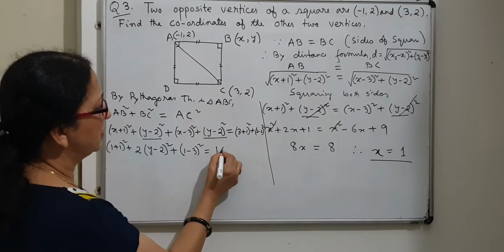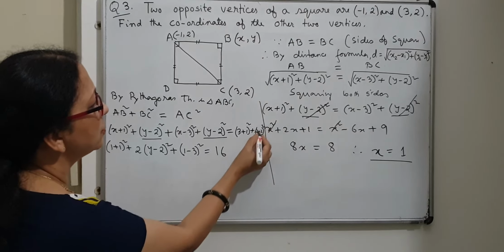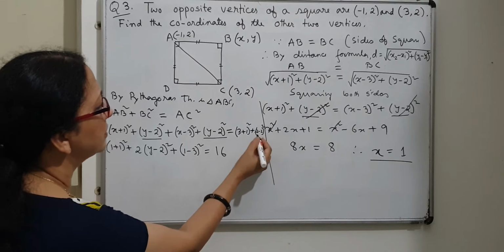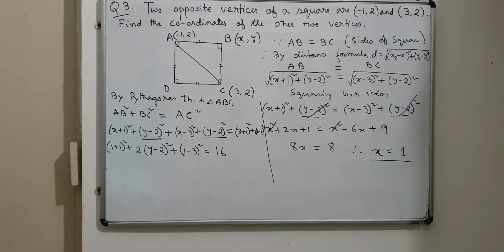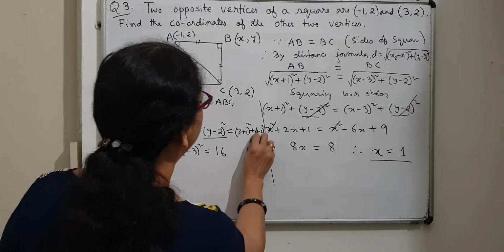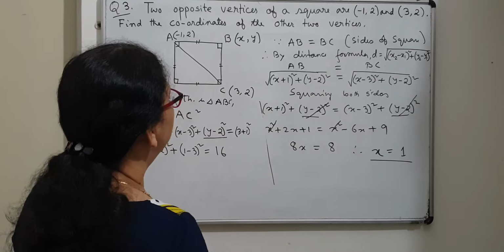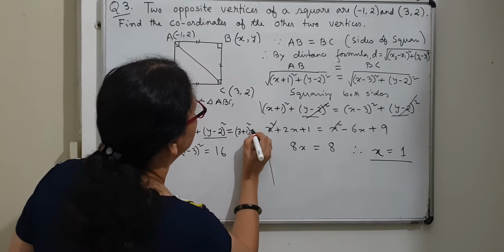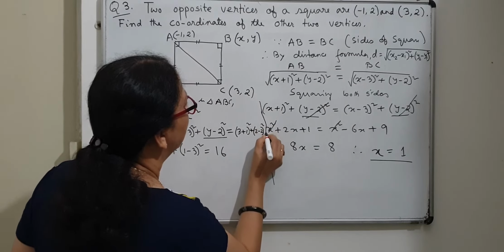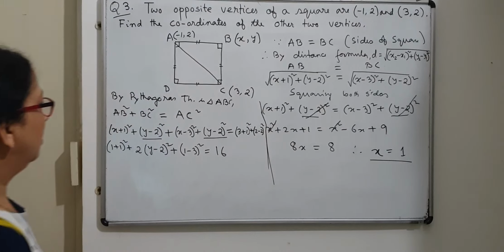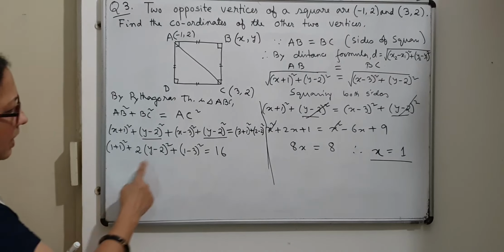4 square is 16 and this is 0. 2 minus 2 is 0. Can you see this? Okay. Let me write it clearly. This was your 2 minus 2 whole square. So it was 0. So in this way, I have written now.